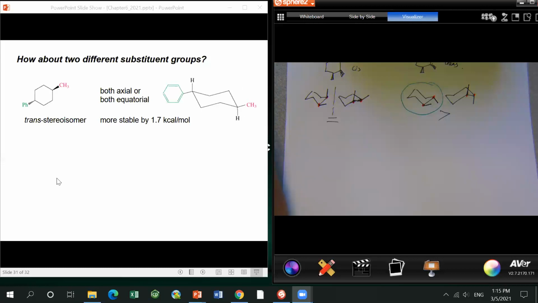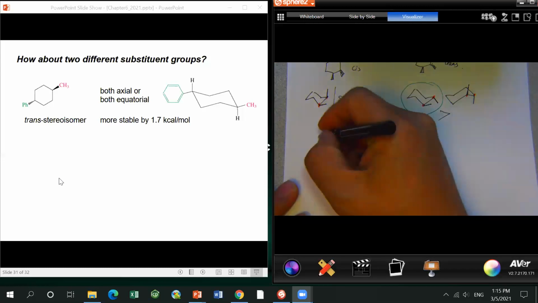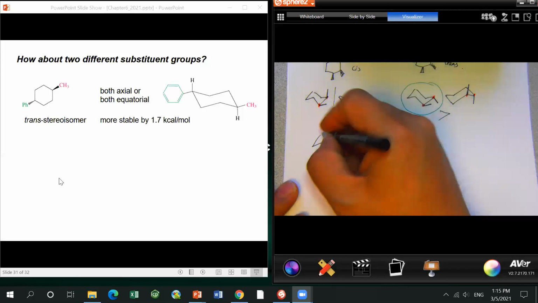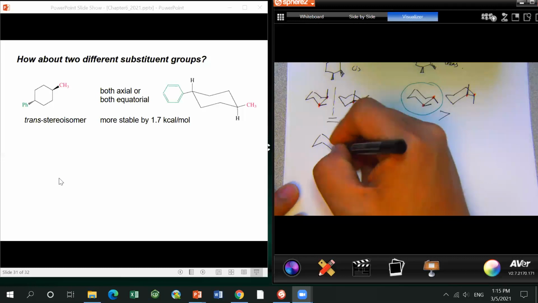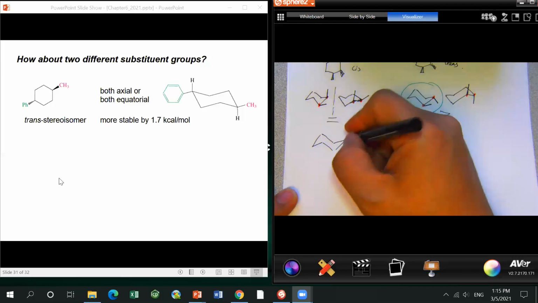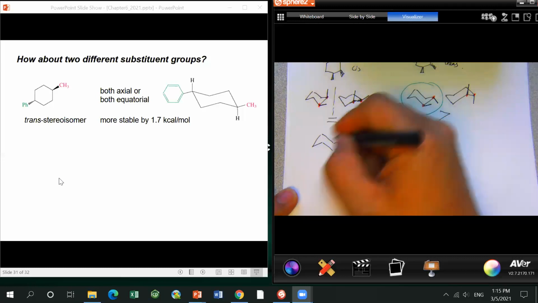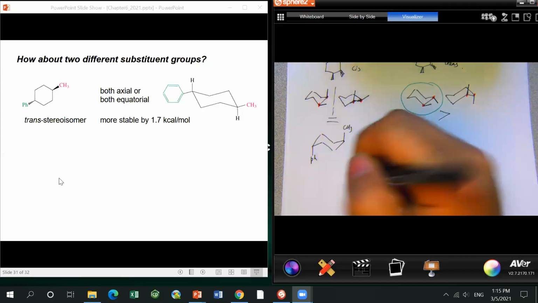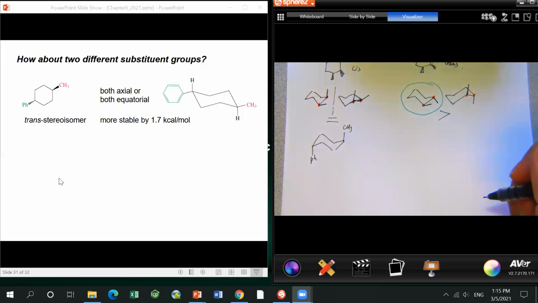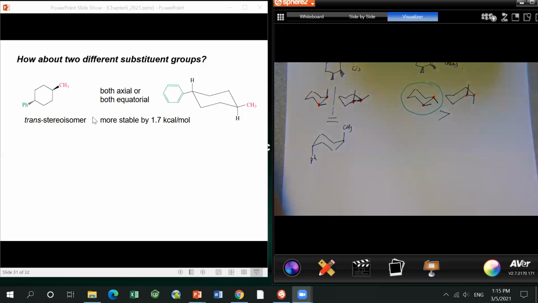Another conformation, I'll quickly draw for you guys, will put both at the axial positions. Say 3 and then 3 will be here. So that's extremely unstable. For this situation it's pretty easy to identify the more stable chair conformation. It is stable by 1.7 kcal per mole.